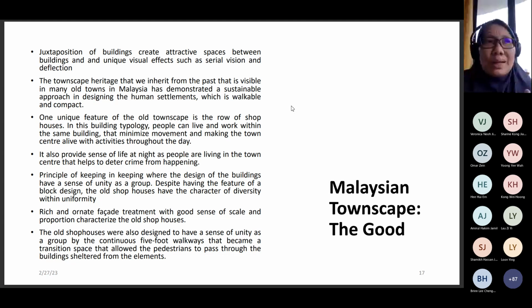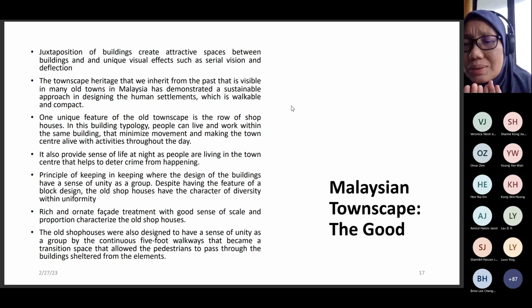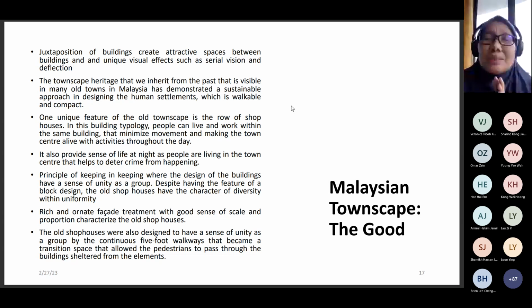And this kind of quality is slowly missing when you have offices, when they close the door and you can't see what's happening inside. And when you use mechanical ventilation, you tend to want to close the building. So the 5-foot walkway becomes just a means of pedestrian access, and not the intermingling between the pedestrians and the activities of the building.